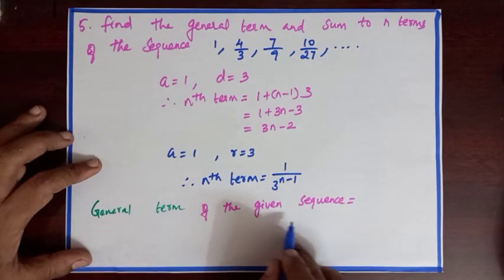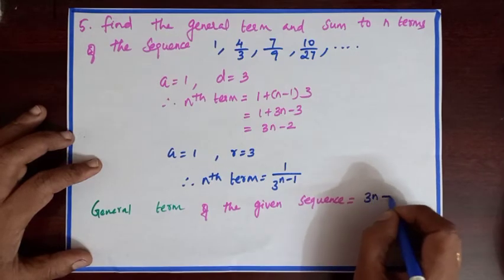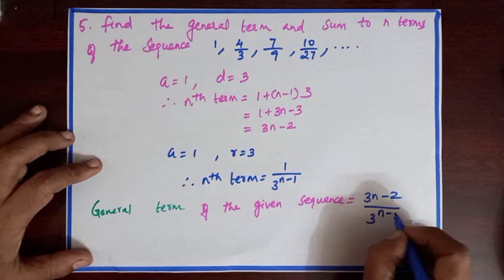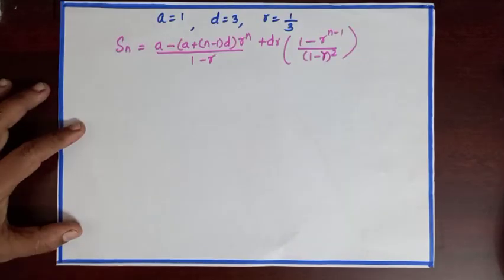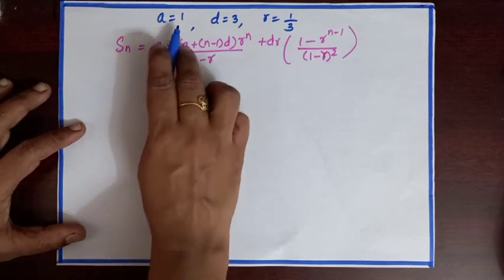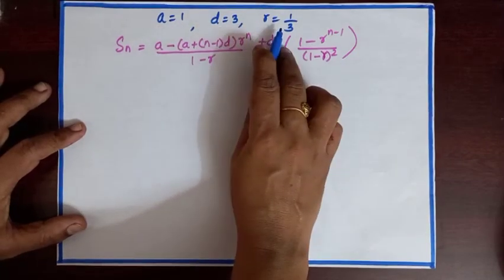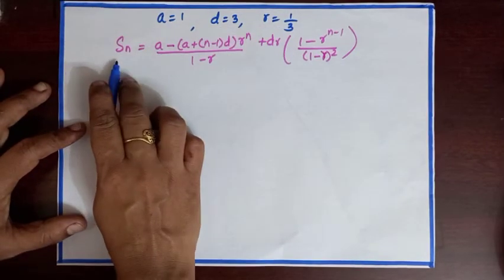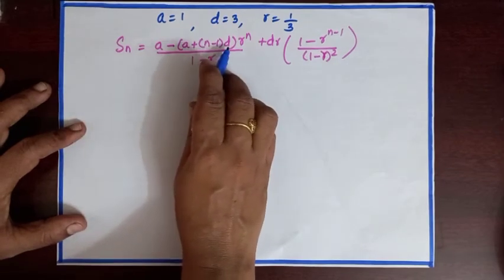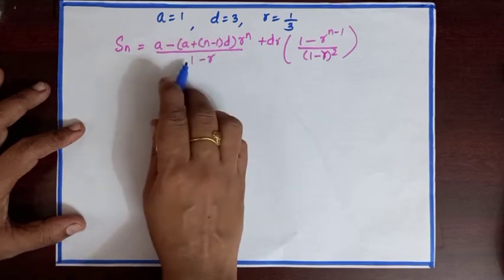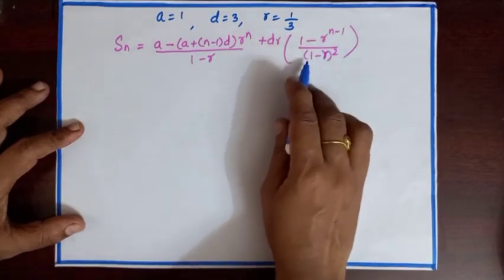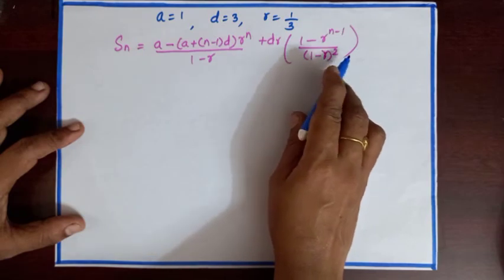The general term of the given sequence: the numerator is 3n minus 2 and the denominator is 3 power n minus 1. Next, we need to find the sum to n terms of the sequence with a equal to 1, d equal to 3, r equal to 1 by 3. The formula is S_n equal to (a plus (n minus 1)d) r^n divided by (1 minus r), plus dr (1 minus r^(n minus 1)) divided by (1 minus r) the whole square.